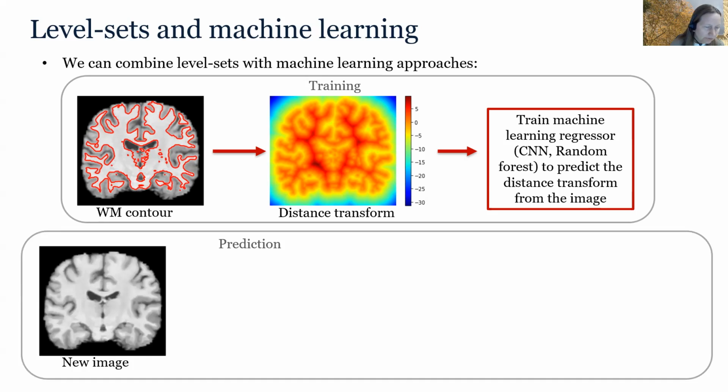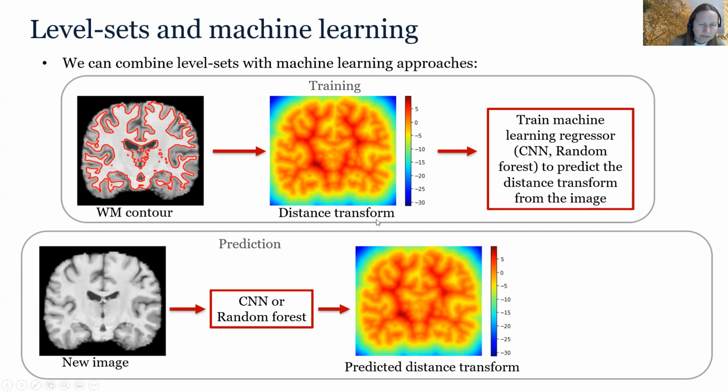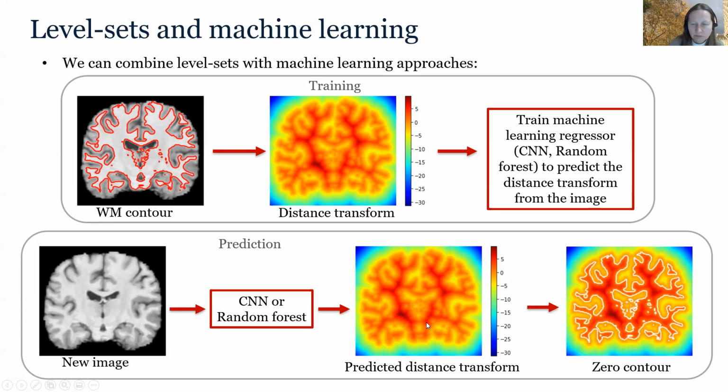Now, if we have a new image and we would like the contours, we can use our trained machine learning model to predict the distance transform. And then we need to calculate the zero contour, which is here in white, and that's our curve. So actually very simple and cool.